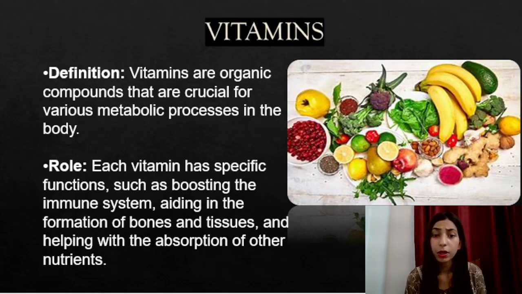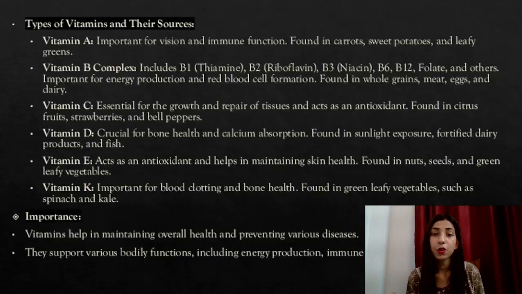Then vitamins. Now, what are vitamins? Vitamins are compounds made of carbon and hydrogen that are crucial for various metabolic processes in the body. So, the generalized function of vitamins: each vitamin has its specific functions, such as boosting the immune system, so good for immunity. They aid in the formation of bones and tissues. They help with the absorption of other nutrients. A lot of functions depend on the different types of vitamins.